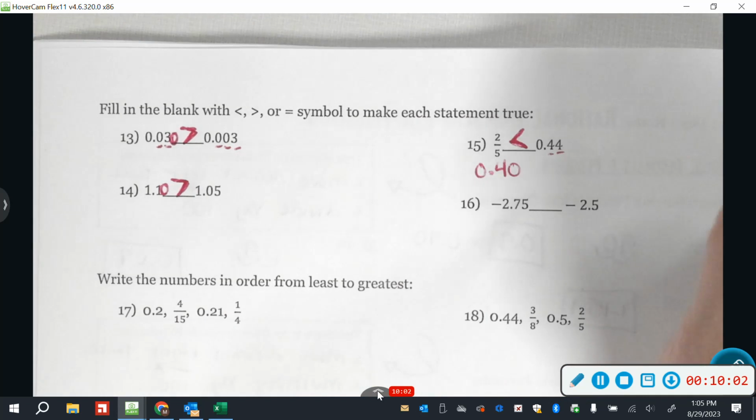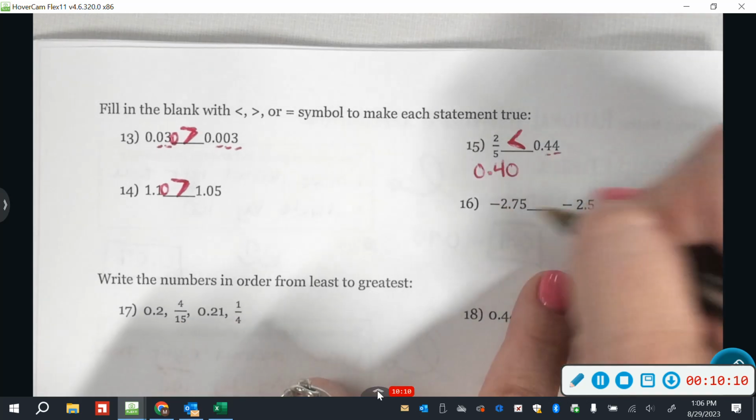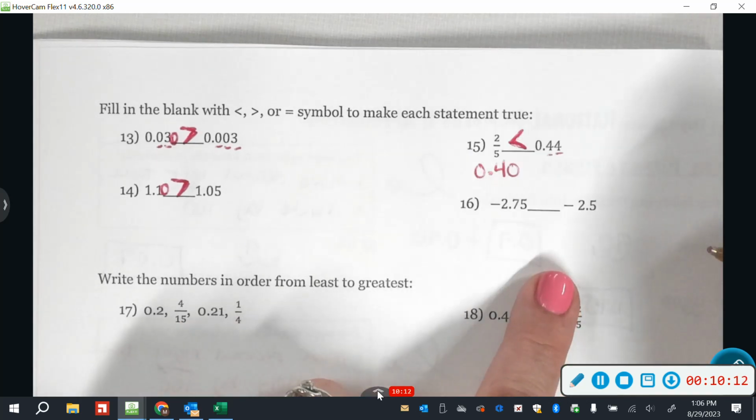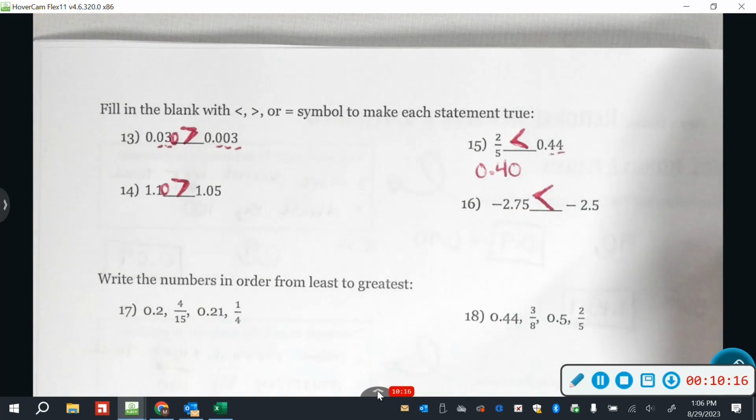Now, the next one, what's different about it? It has negatives, and with negatives, we do the opposite. Okay? The smaller number is actually bigger. So which number is bigger? The negative 2.5. Any questions with those?